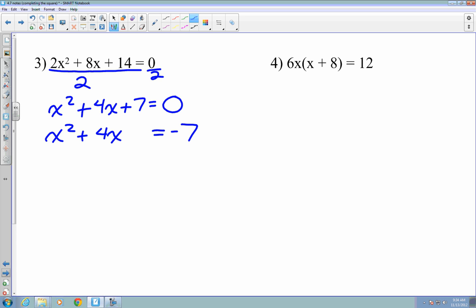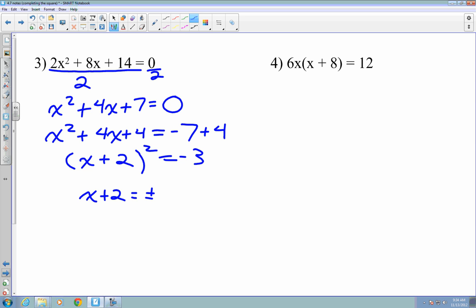Okay, you guys help me out here. Half of 4 is? 2. 2 squared is? That's what I'm going to add. So now, how do I factor that one? X plus 2. Remember, it's whatever was the half of this one, square root of that, equals negative 3. Okay, so square root of both sides, x plus 2 equals plus or minus the square root of negative 3.